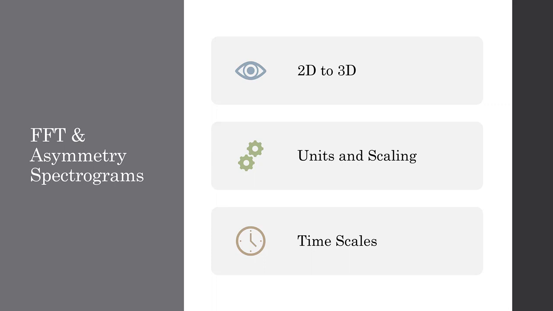Up and down is going to be frequency. The vertical axis is going to be frequency, and the change in color is going to indicate the change in amplitude at those frequencies, and we call those spectrograms. We're going to talk about units and scaling and time scales, and the effect of changing those. But let's see what we're looking at when we're looking at a three-dimensional trend.